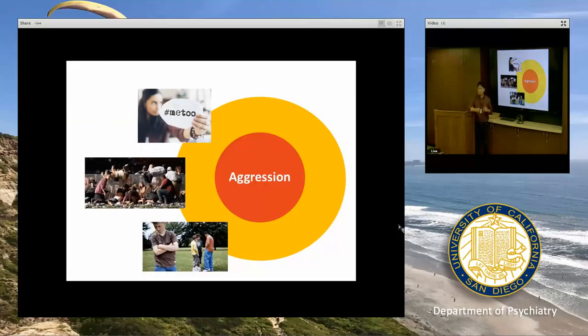As I said in the beginning, the problem with human behavior is heterogeneity, different aspects of any particular type of behavior. So is aggression or violent behavior. I put 3 pictures here to show 3 different types of behavior, and I think they share a common theme, which is aggression.